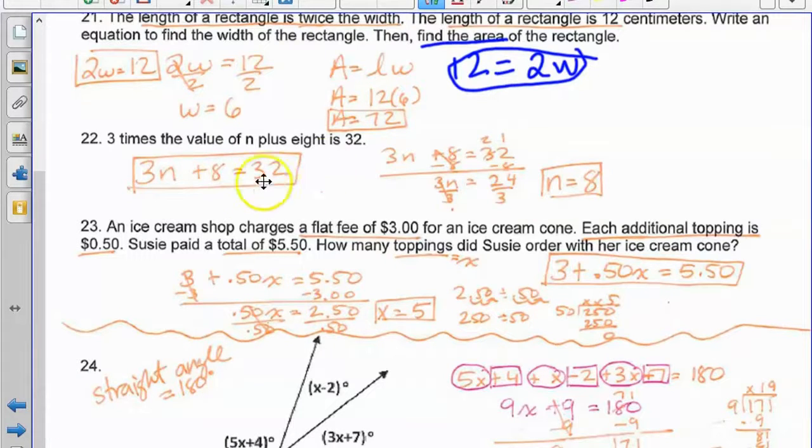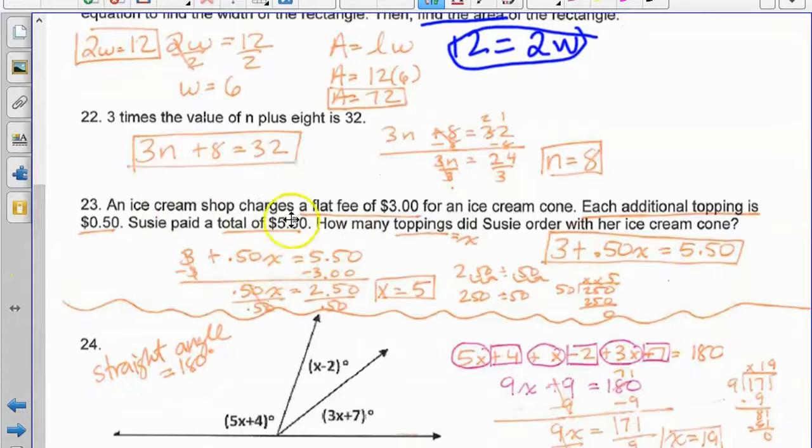Number 22, 3 times the value of n plus 8 is 32. That's what my equation is asking me to do. Solve it, subtract 8 from both sides, 3n is equal to 24. Divide by 3, n is equal to 8.